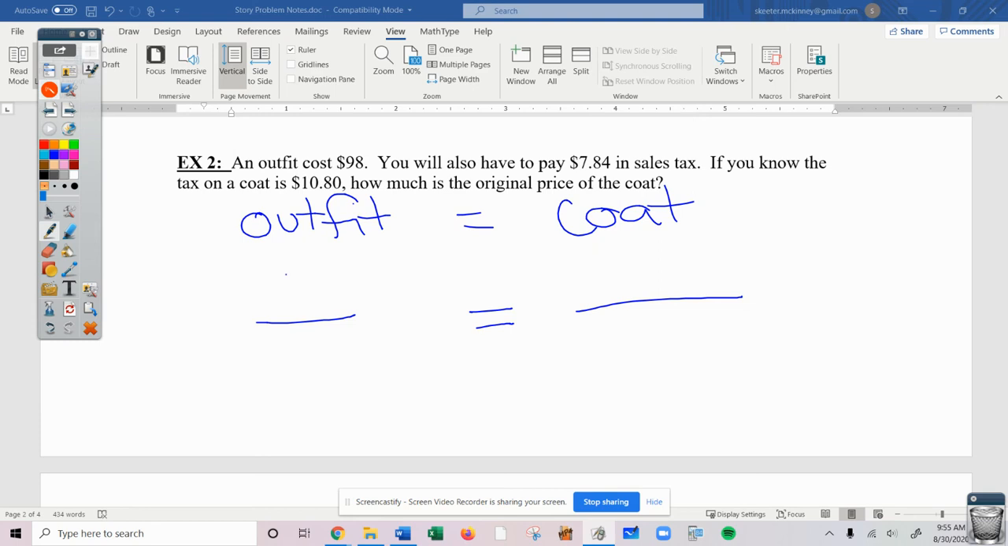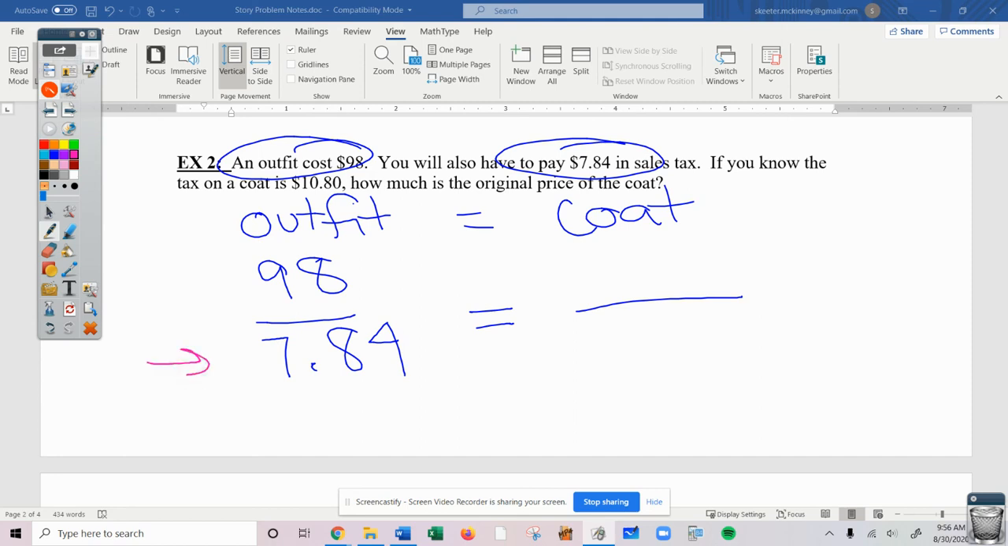So we have an outfit that costs $98, and we're going to pay $7.84 in sales tax. Those are both pertaining to the outfit, so I'm putting those both on the outfit side. It does not matter which one you put on top, as long as when you get to the other side, you're consistent. The tax on a coat is $10.80. So the tax on the outfit was $7.84. I need that tax to go on the bottom over here.